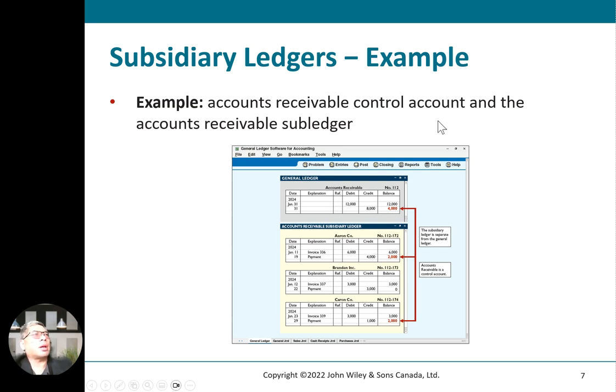accounting system. Example: accounts receivable control account and the receivable subledger. I forgot to add the sales ledger as well. Sales is the key part of revenue. Coming back to this chapter, the accounts receivable control account and receivable ledgers. These are the accounts receivable for all three companies that you have from Aaron, Brandon, and Karen. They all sum up into one.